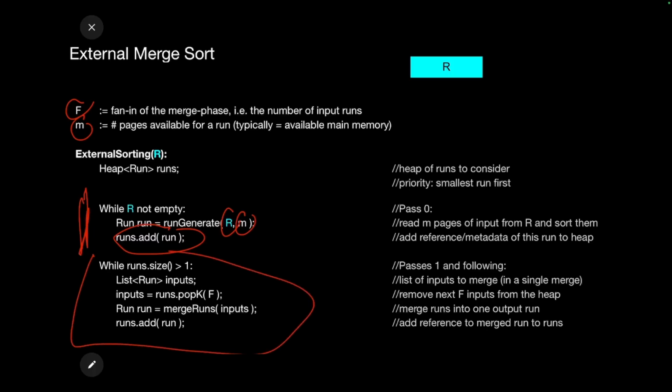And then you basically loop over the heap until you end up with a single run. That's the idea of this simple implementation of external merge sort. So you remove f runs from the heap. However the heap is organized, that's a different thing, but let's mention it here. They typically organize the heap by the sizes of the runs. The smallest run has the highest priority.